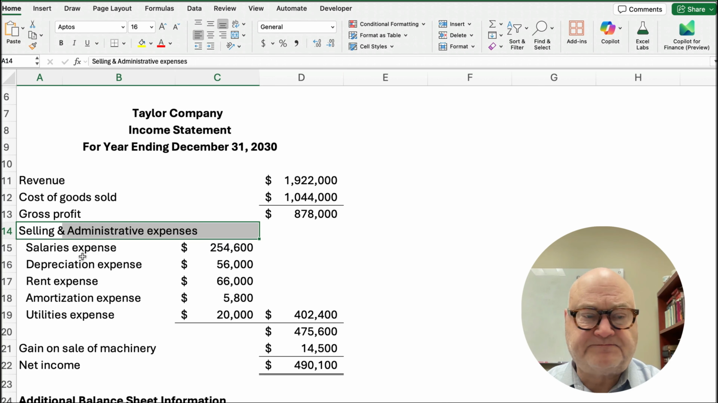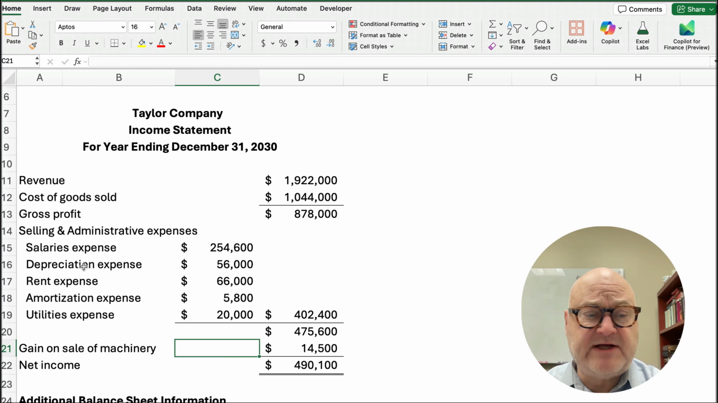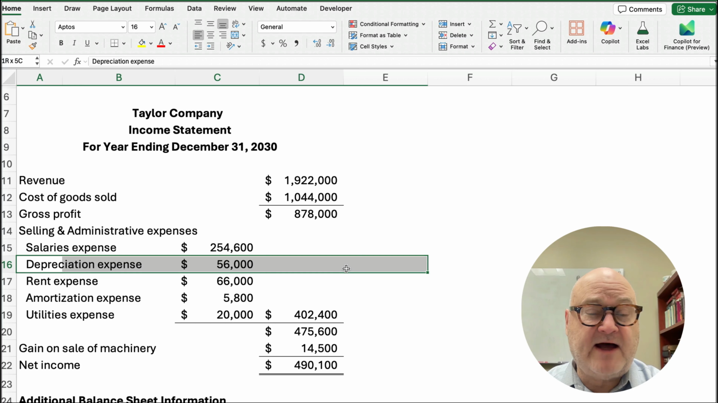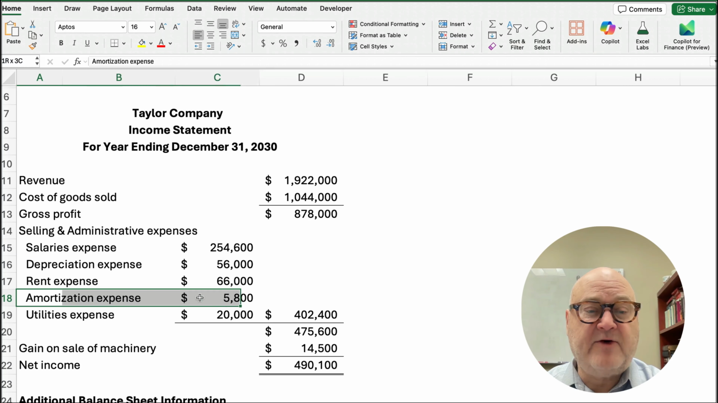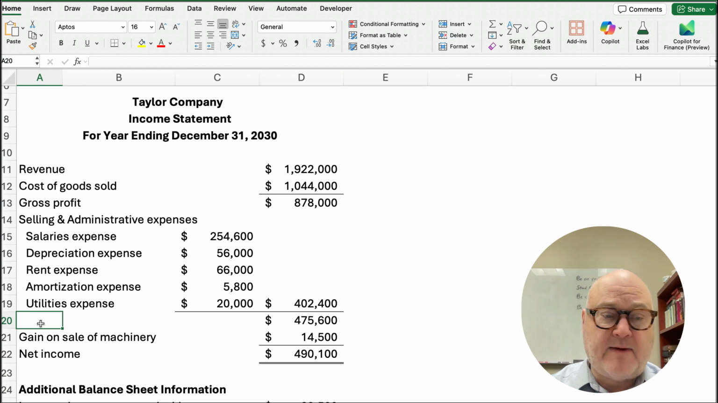Then we have all these expenses. We have salaries expense, depreciation. Now watch, depreciation expense is a non-cash expense, so we're going to add that back. Now, amortization is also a non-cash expense. We're going to add that back. And then we have the total selling and administrative expenses. And then we have a subtotal here, which would be income from operations or operating income.